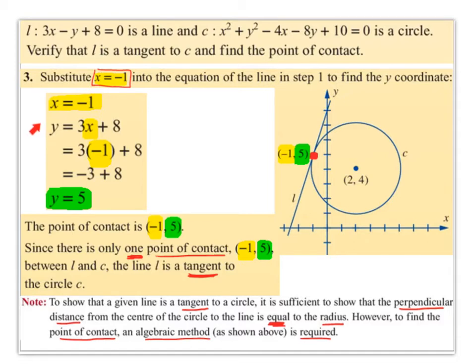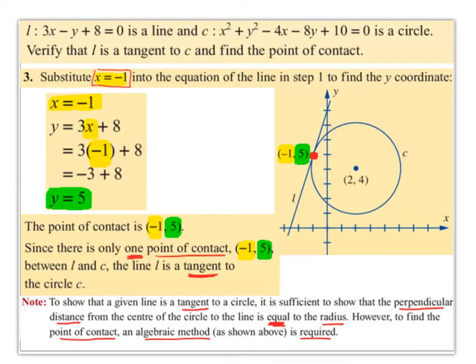So x is equal to minus 1. The line is y equals 3x plus 8. We swap that x for a set of brackets, put minus 1 into the brackets. 3 by minus 1 is minus 3. Bring down the plus 8. Minus 3 plus 8 is 5. So y is equal to 5. So the point of contact is minus 1 comma 5. Since there is only one point of contact, minus 1 comma 5, between L, the line, and C, the circle, the line L is a tangent to the circle C.